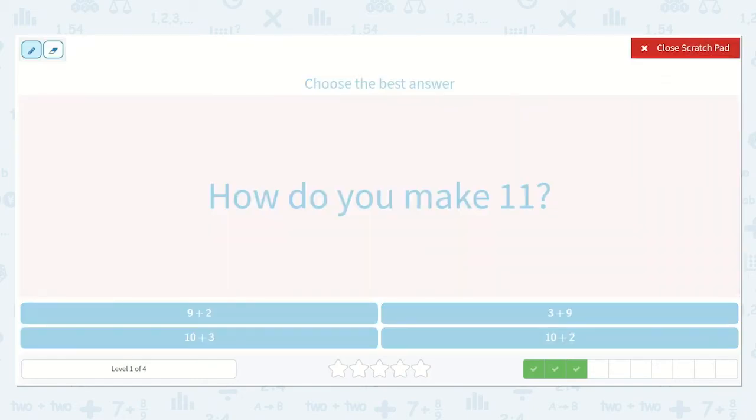Now they want to know, how do you make 11? Here we have 9 plus 2. Let's start with our first number and count on 2 more. So we say 9, 10, 11. This makes 11. Let's try it with this one.